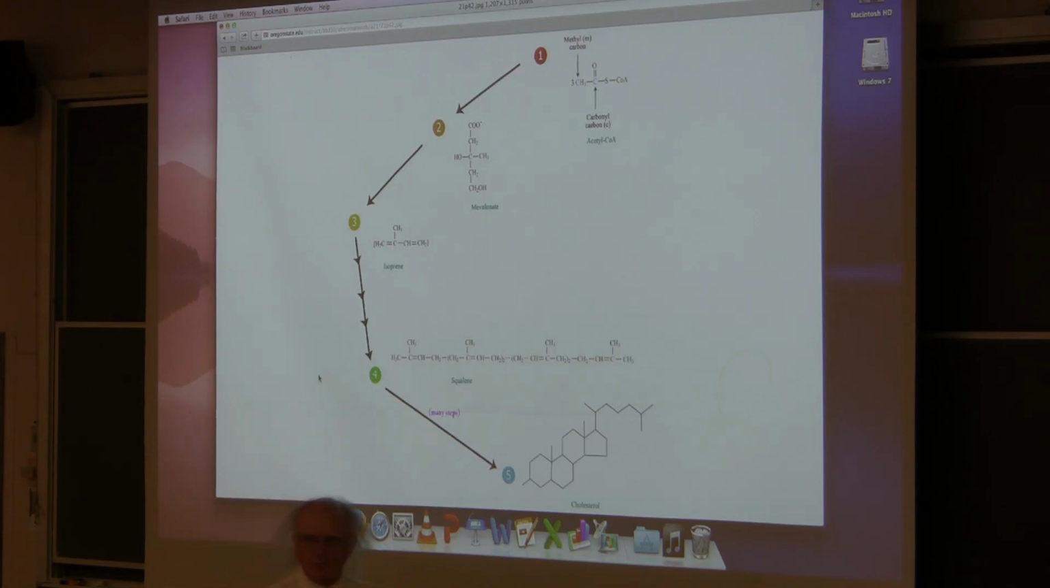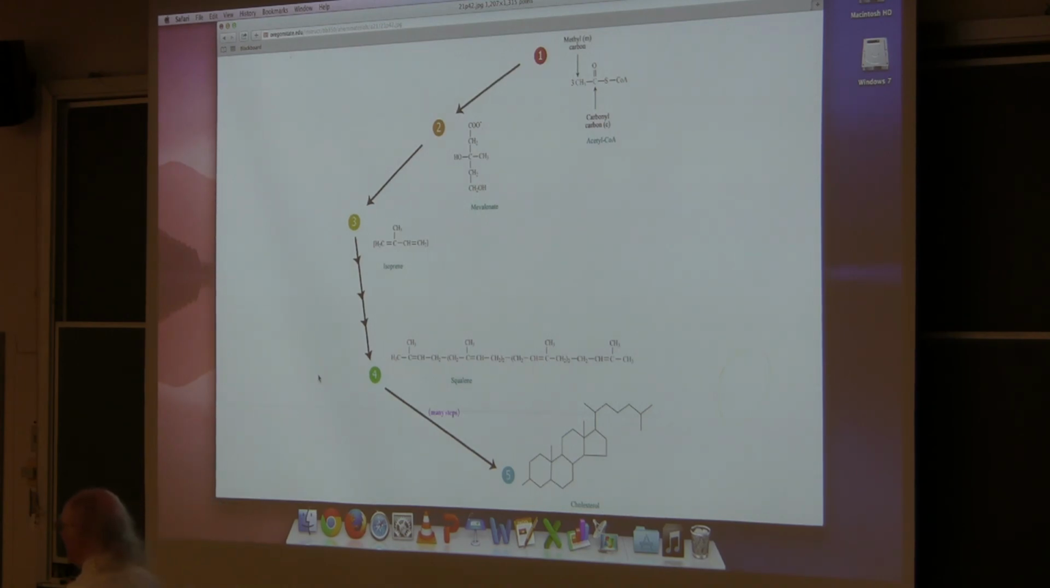Where have you seen mevalonate before? Anybody remember? Where did you see HMG-CoA before? I said there was a pathway that overlapped with cholesterol biosynthesis. That pathway is ketone body metabolism. That was Wednesday. That was 48 hours ago. Okay? Ketone body metabolism and cholesterol metabolism overlap with HMG-CoA. In ketone bodies, they go a different direction, but HMG-CoA goes to mevalonate.